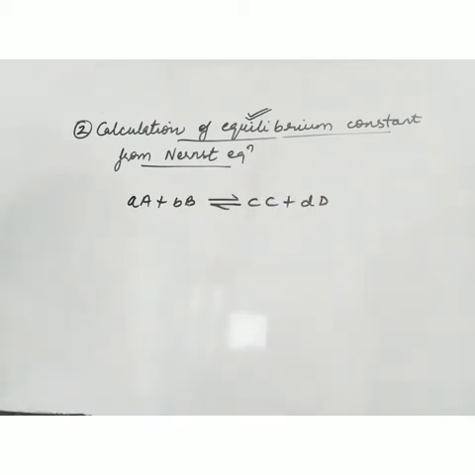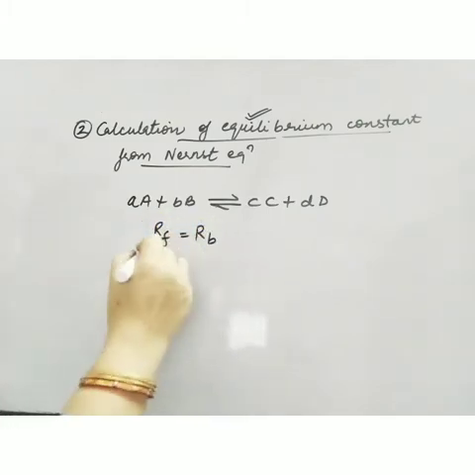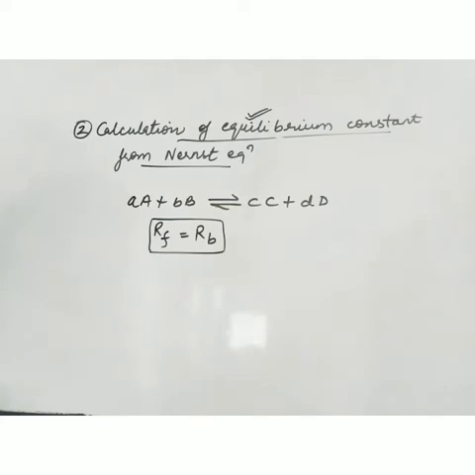Suppose this is a chemical reaction, this is a reversible reaction, this is forward, this is backward, and when the equilibrium comes, the rate of forward reaction becomes equal to the rate of backward reaction, and at equilibrium, the physical changes become constant. For example, the concentration will not increase or decrease, the temperature will not increase or decrease, like this. Now how to calculate the value of equilibrium constant from Nernst equation?